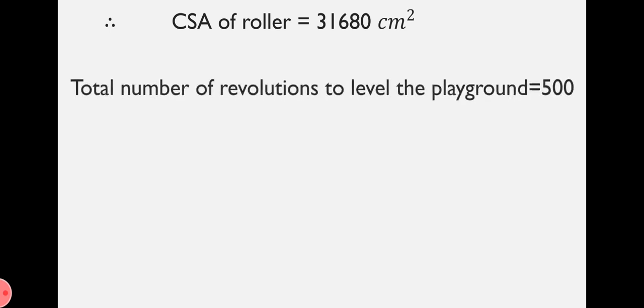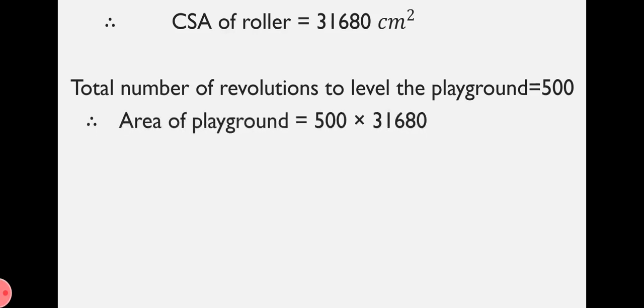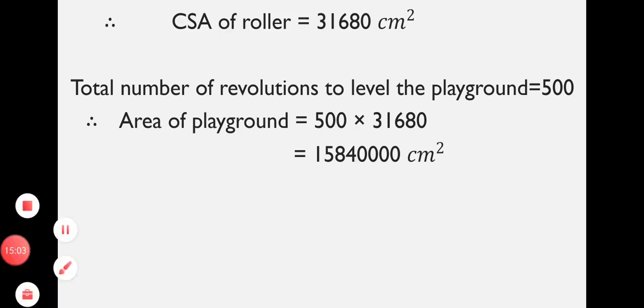Now for the total area of the playground, the roller has to move 500 times. Therefore, the total number of revolutions to level the playground is given as 500. Therefore, area of playground equal to 500 into 31,680 centimeter square. That will be equal to 1 crore 58 lakh 40,000 centimeter square.